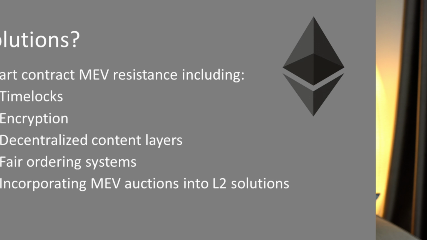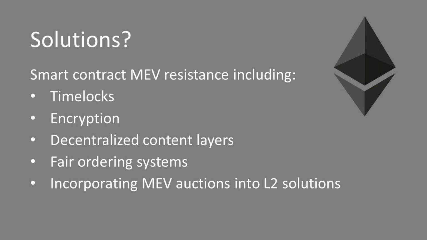So what are the solutions to this problem of miner extractable value? Well, you can build in something to the smart contract itself, such as a time lock, encryption, decentralized content layers, fair ordering systems, and you can even incorporate MEV auctions into level 2 solutions. As I mentioned, level 2 solutions now have been actually looking at selling the front running as a service or auctioning it to the highest bidder.